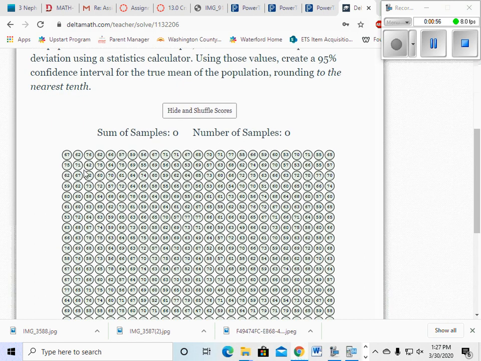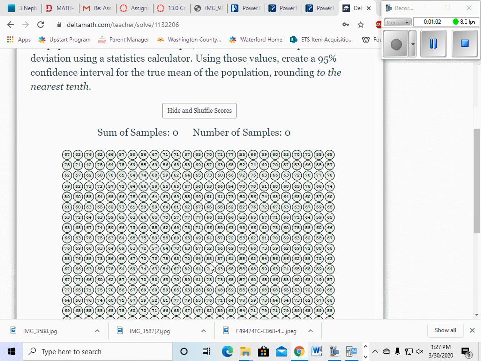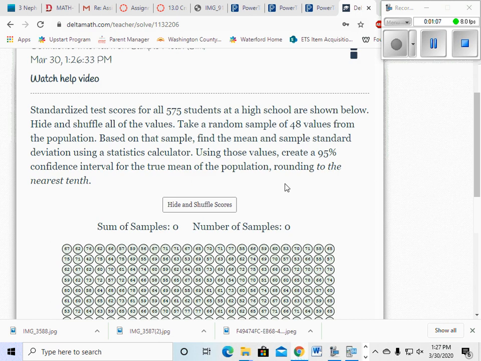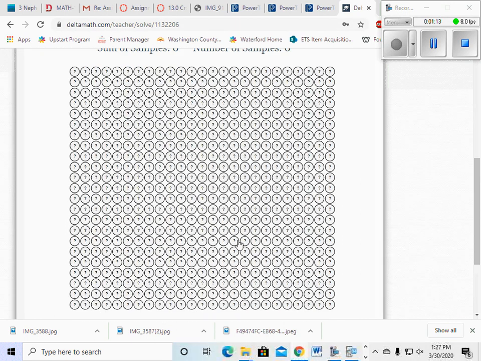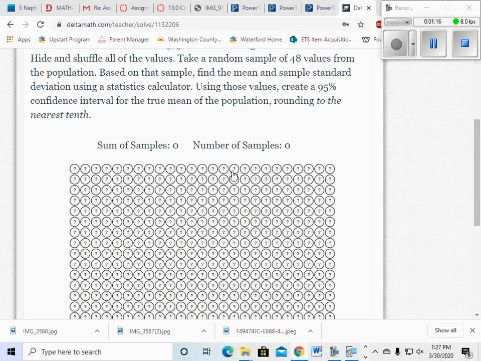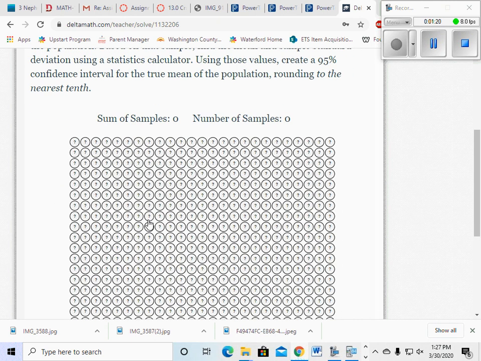Okay, so this right here is all of the data values of the 575 students. Now, normally we don't have all the data values. That's why it's saying do a sample. So if I just hid these, okay, so now I don't know what the data values are. It says I want a sample of 48 people. So I go and I sample 48. So I just kind of randomly click around until I have 48 of these.